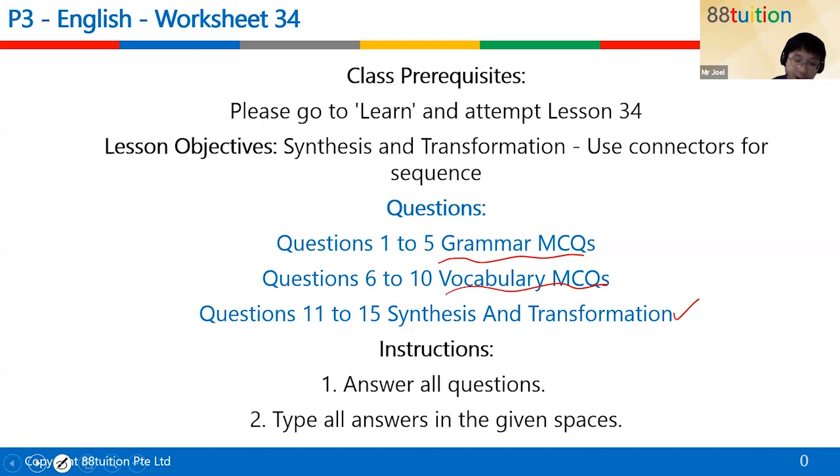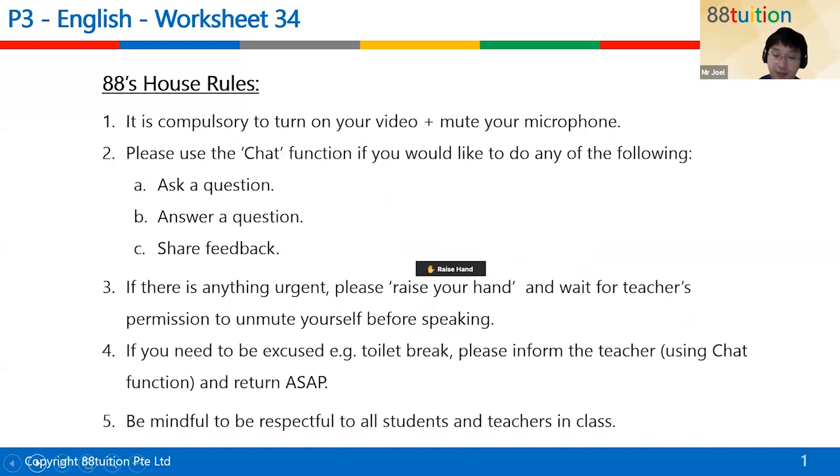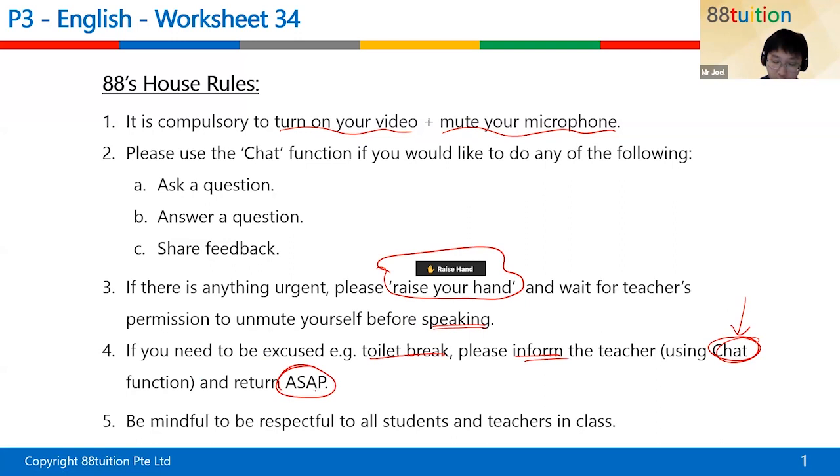Thank you. So here are the class rules very quickly. It's compulsory to turn on your video, everyone, and please leave your microphone muted unless you want to say something. Then you can raise your hand, and when I give you permission, you can unmute yourself and speak. If you need to go to the toilet or whatever, you don't need to ask me, just go. But you need to inform me on the chat group. And when you're back, the only way I can see that you're back is if your camera is turned on, and that's why I need your cameras turned on. Last one, be mindful to be respectful to all students and all teachers in the class.